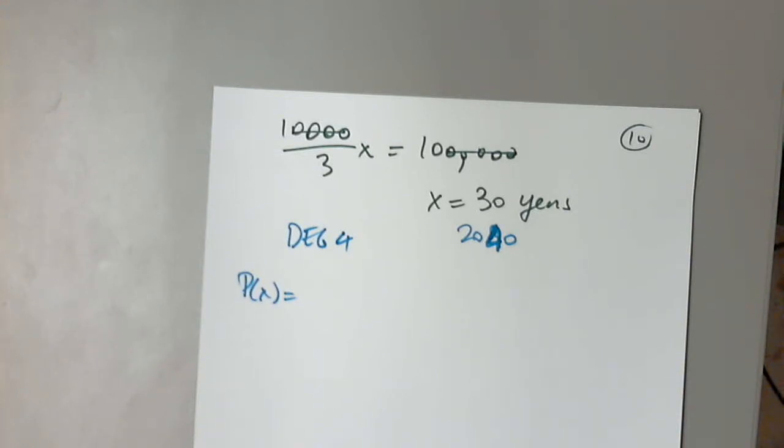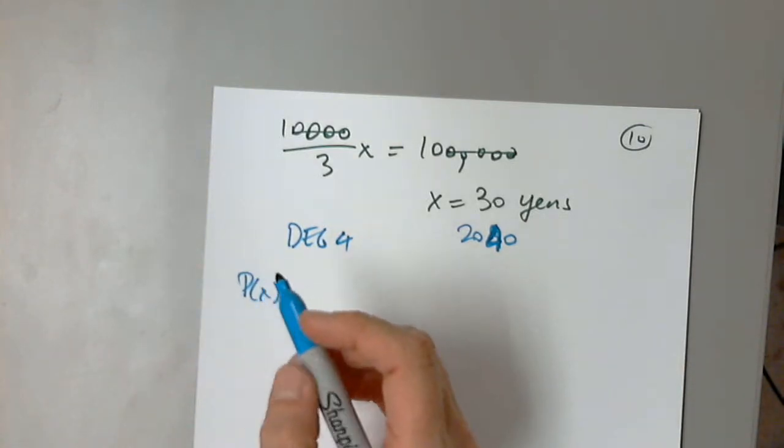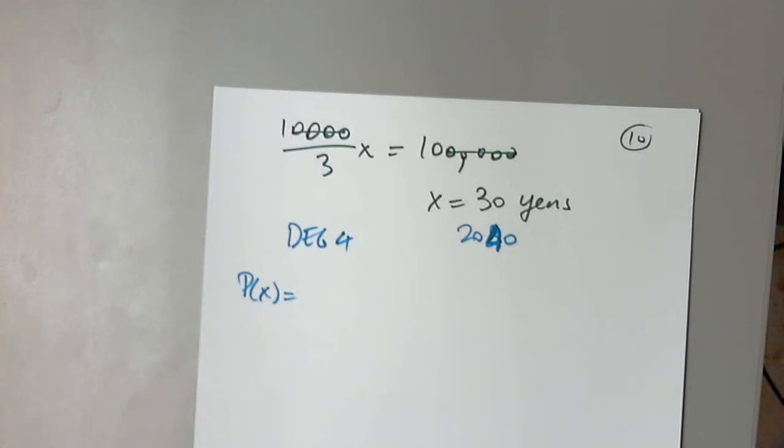Everything okay? No, I divided both sides by 10,000. So we want polynomial degree 4? Okay, so make one up.